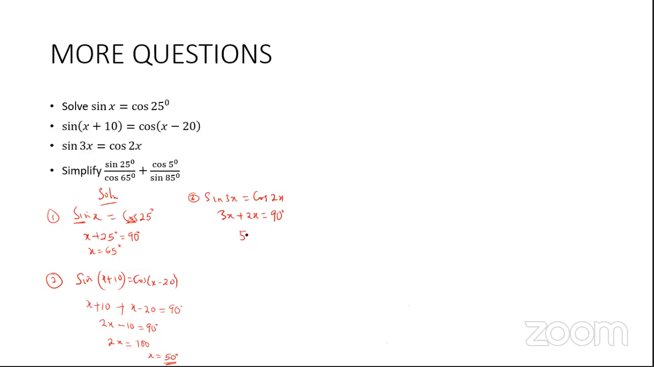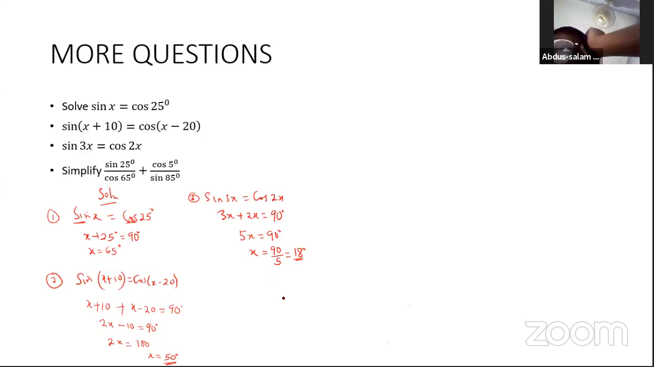So that would be what? 5x. 5x equals to 90. So it means x is then what? Divide both sides. x will be 90 divided by 5, which is 18 degrees. So x equals 18 degrees. Now the last question there.